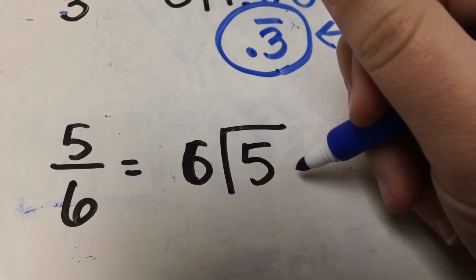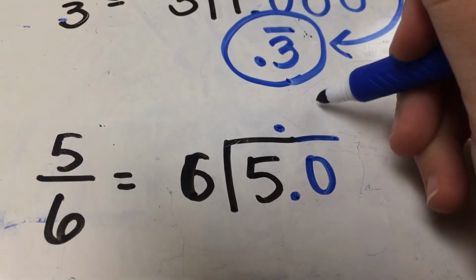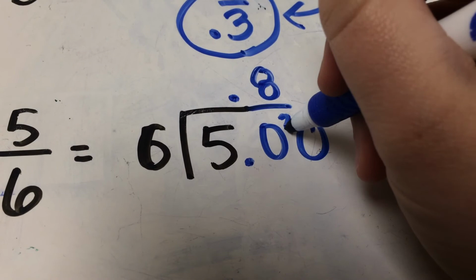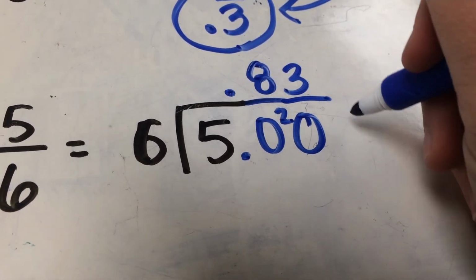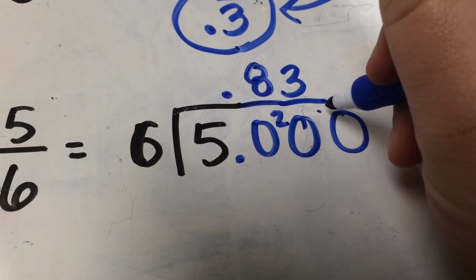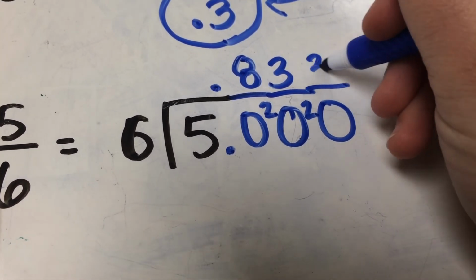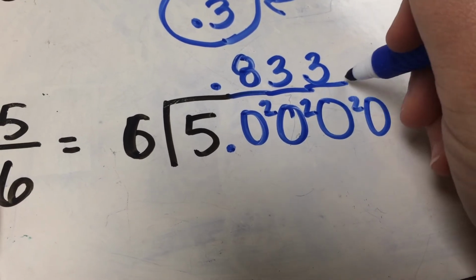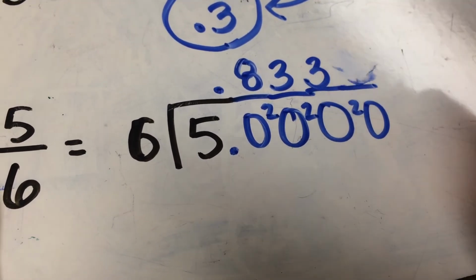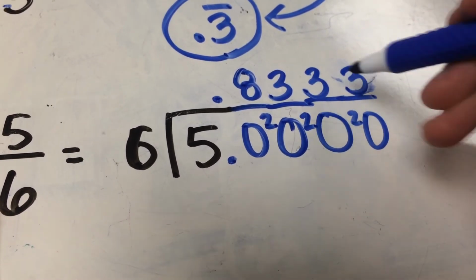So 5 divided by 6. Set it up, add decimals, extend the line, annex the 0. 6 goes into 50 8 times because 6 times 8 is 48, which means we're going to have a remainder of 2. How many times does 6 go into 20? 3 times, because 3 times 6 is 18, with a remainder of 2. 6 goes into 20 how many times? 3 times. Remainder of 2. See how the 8 is not a continuing number, but this 3 is a repeating decimal, okay?